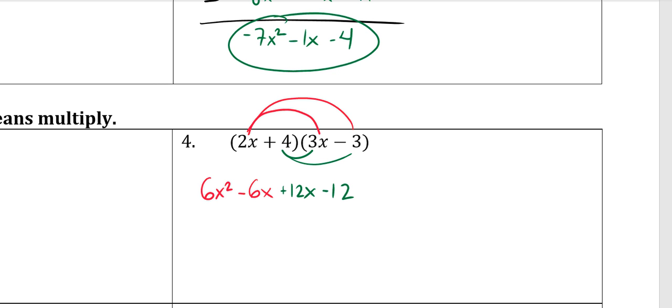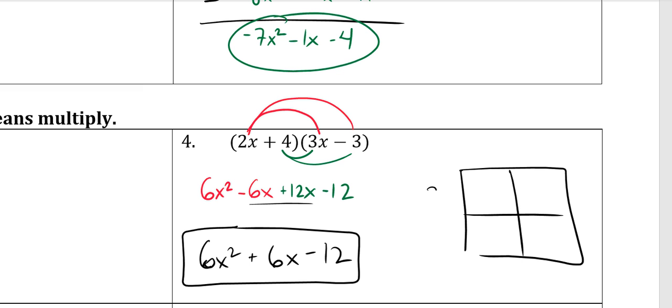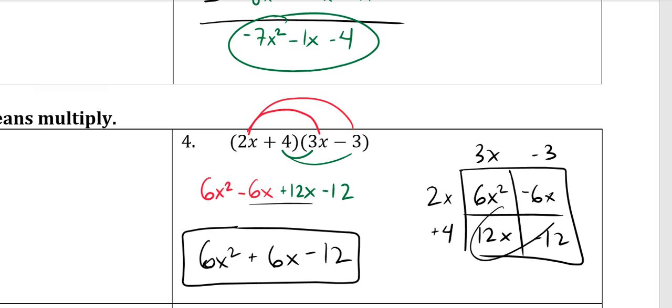And then we need to combine our like terms here in the middle. We have 6x squared. Negative 6x plus 12x is going to be 6x and then minus 12. If you want to, you can do a table instead of doing double distribution. 2x plus 4 and 3x minus 3 would make 6x squared minus 6x. Then positive 12x and minus 12. You combine your like terms right here in the middle, you're going to get the exact same answer.